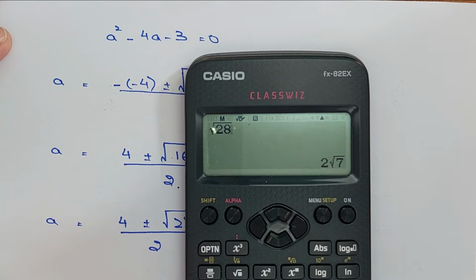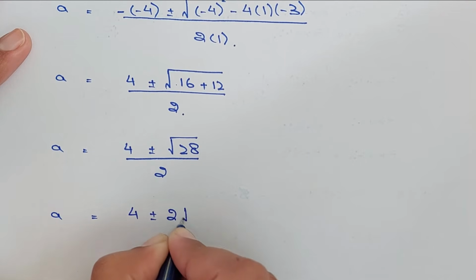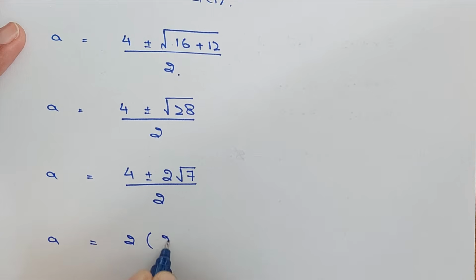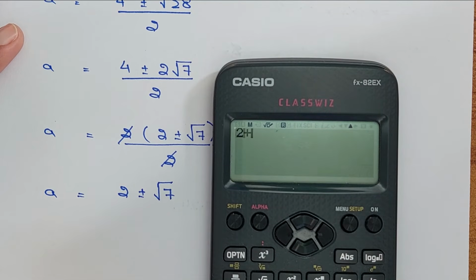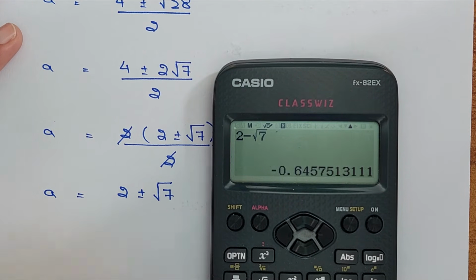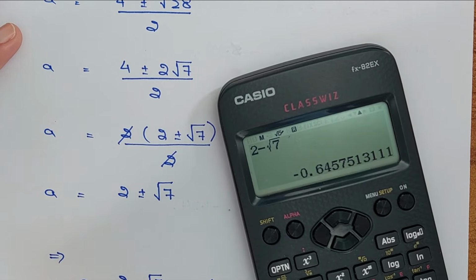Okay, square root of 28 is 2 square root of 7. So a is equals to 4 plus minus 2 square root of 7 divided by 2. If I take 2 common, we have a would be equals to 2 times 2 plus minus square root of 7, divided by 2. We can cancel the 2. So a would be equals to 2 plus minus square root of 7. And on a, we have a restriction that a should be greater than 1. So we can check on which value it is greater than 1, right? 2 plus square root of 7 is more than 1. Yes. What is 2 minus square root of 7? This is less than 1, right? So we can say a is equals to 2 plus square root of 7. This is greater than 1. This is the exact value for a.